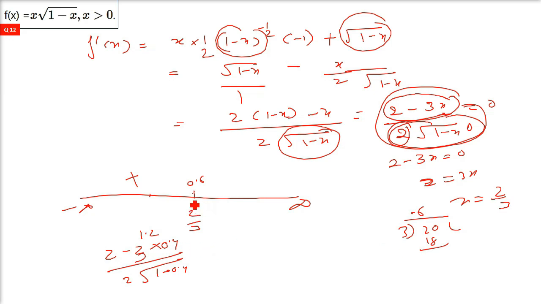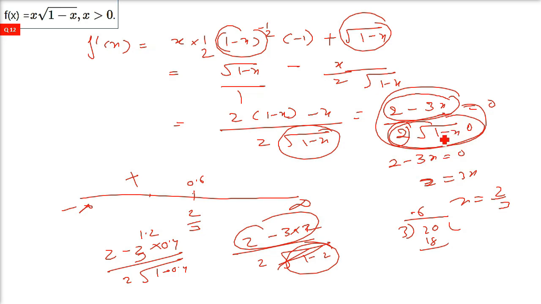Coming to this, I'm saying you can place any value which is higher than 0.6. It can be 1, it can be 2, it can be 3. So 2 minus 3 into 1, I'm placing 1. You cannot place 1, please understand, because the denominator will be zero. So we'll place 2. Under root negative is not possible, and 2 minus 3 into 2 will again give you negative. So you will definitely get a negative.